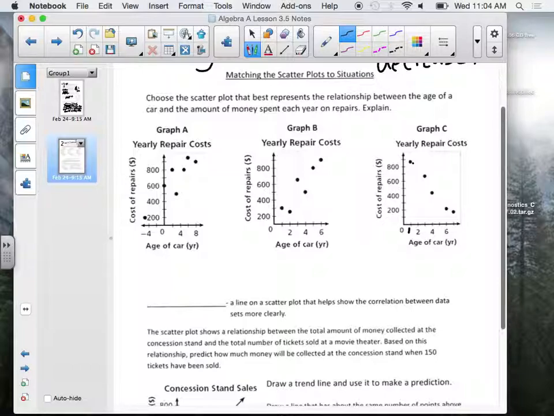Yes, right. Because this is negative correlation, and why is that, Julia? Because it's going down. As this one is increasing, the cost is decreasing. This one, B, as the number of years is increasing, so is the cost of repairs. But why would it not be graph A? Because it's already started in the negative. And why is that a problem? Because you can't start at negative years. Exactly. So that one's out, because you can't have negative years.